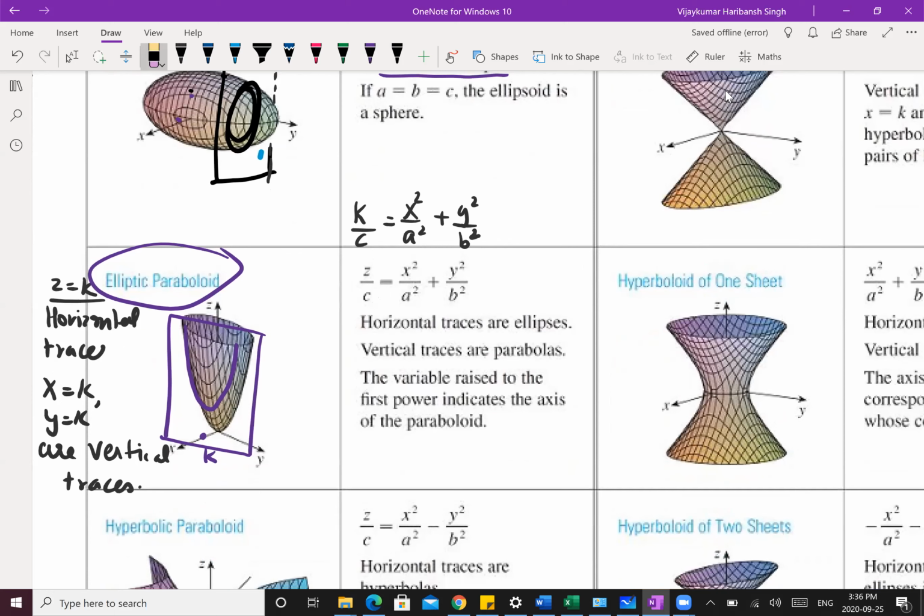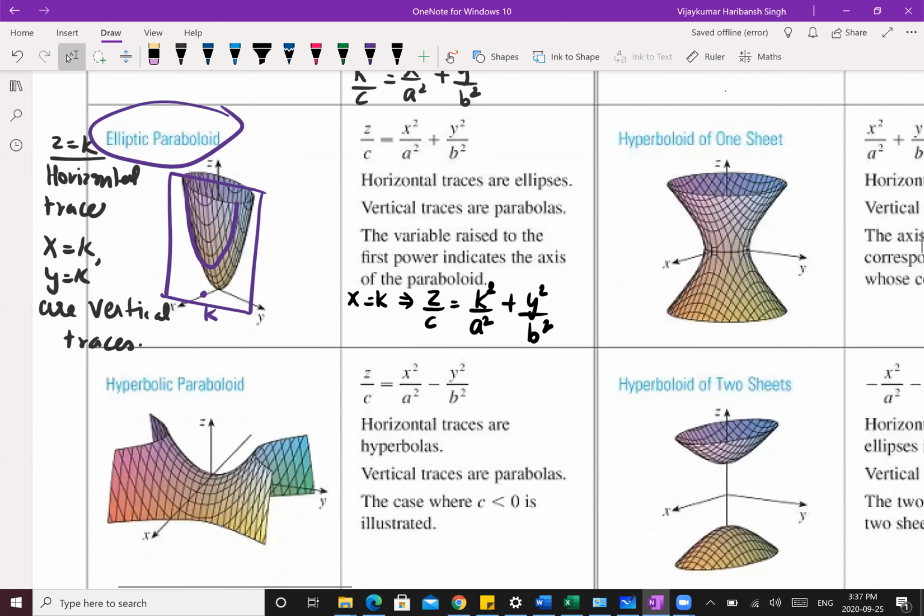So suppose you let x equals k. So if we have x equals k, this gives us z by c equals k squared by a squared, some constant, plus y squared by b squared. So z equals some constant times y squared plus a constant. So that is a parabola. So z equals y squared is a parabola, all right?